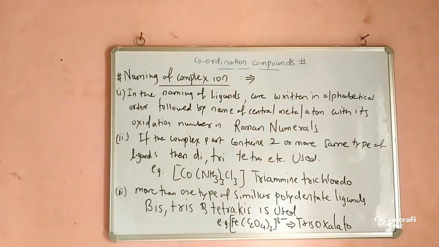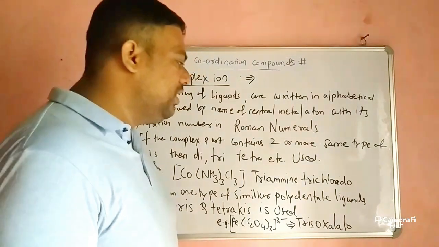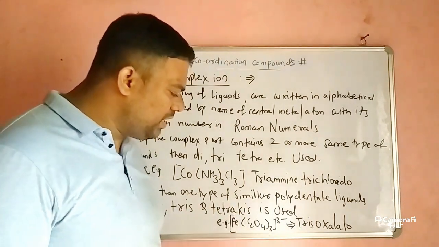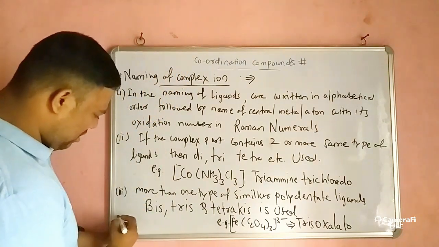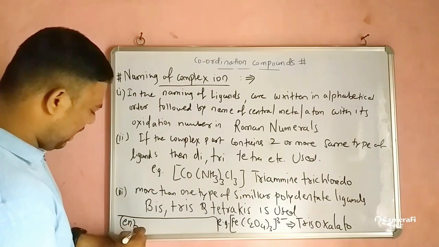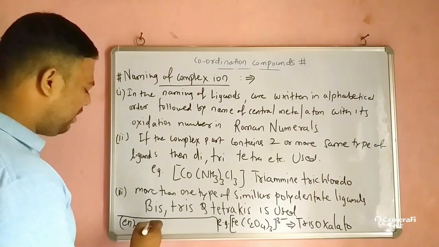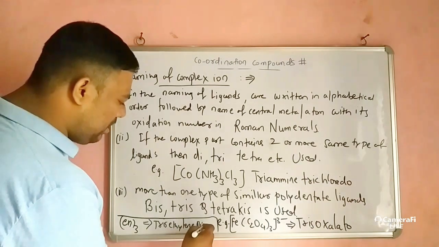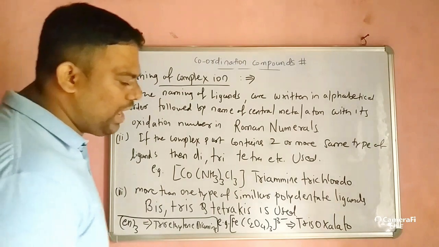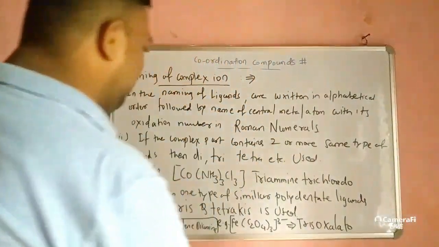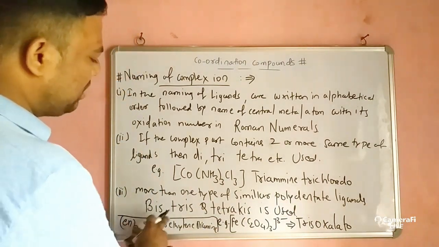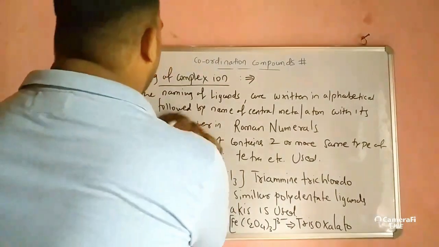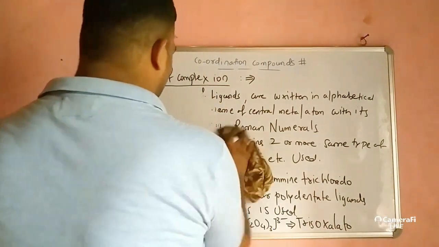Suppose here, as you know, ethylene diamine is a bidentate ligand. Oxalato, as you know, is also a bidentate ligand. Suppose en is thrice in some other complex. At that time, how can we write it? Tris ethylene diamine. Understood? So like that we have to use. In the case of polydentate ligands, we have to use tris and tetrakis, but with monodentate ligands we have to use the prefixes di, tri, tetra. Understood.